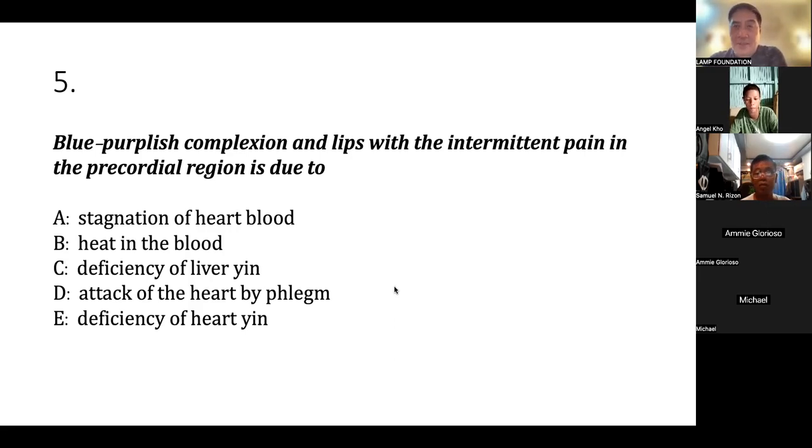Heart blood stagnation. Ibig sabihin tumigil na kasi may bara. No? So that's very blood stagnation. And there will be intermittent pain in the precordial, the chest region. What about if you have heat in the blood? What will be the color of the complexion and the lips?